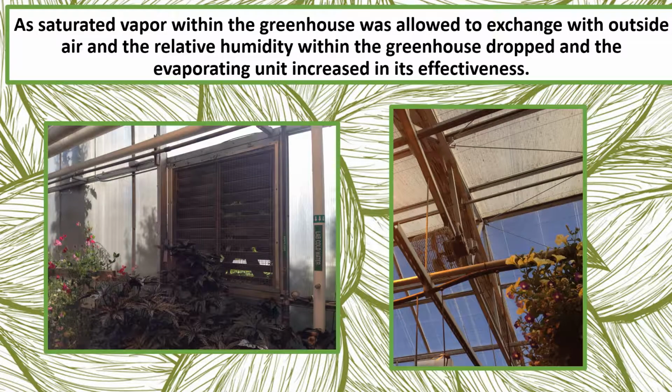In order to test this hypothesis that the evaporator was losing its effectiveness as the relative humidity within the ambient air of the greenhouse was increasing, the windows on the back of the greenhouse and the windows above the greenhouse were opened to atmospheric conditions. As that occurred, the relative humidity in the greenhouse dropped and the efficiency of the evaporator increased, resulting in the temperatures in the greenhouse dropping as well.